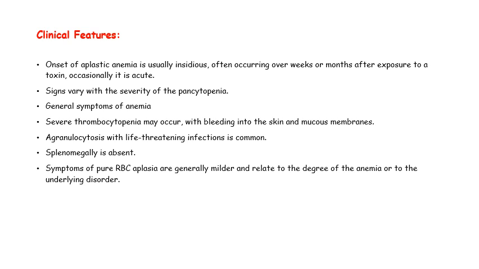The clinical features of aplastic anemia. The onset is usually insidious, often occurring over weeks or months after exposure to a certain toxin, but sometimes it is acute. Signs vary with the severity of the pancytopenia. Due to involvement of the red blood cells, the patient will suffer from manifestations of anemia. Thrombocytopenia, if severe, will be associated with bleeding, either to the skin or the mucous membranes. The white blood cell deficiency is sometimes so severe that it is associated with agranulocytosis and life-threatening infections.